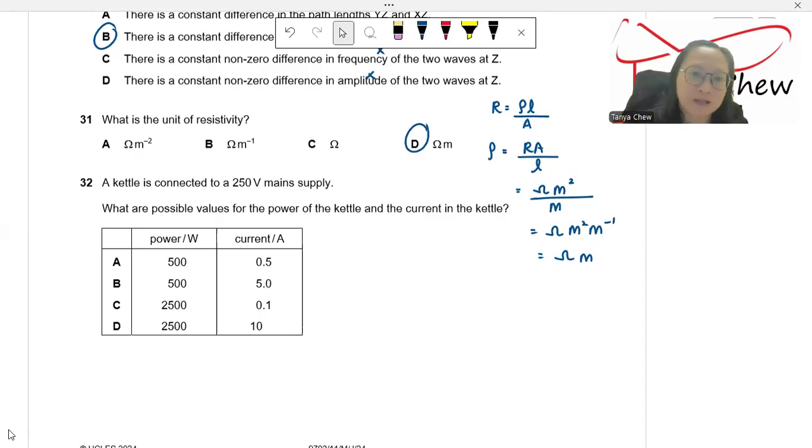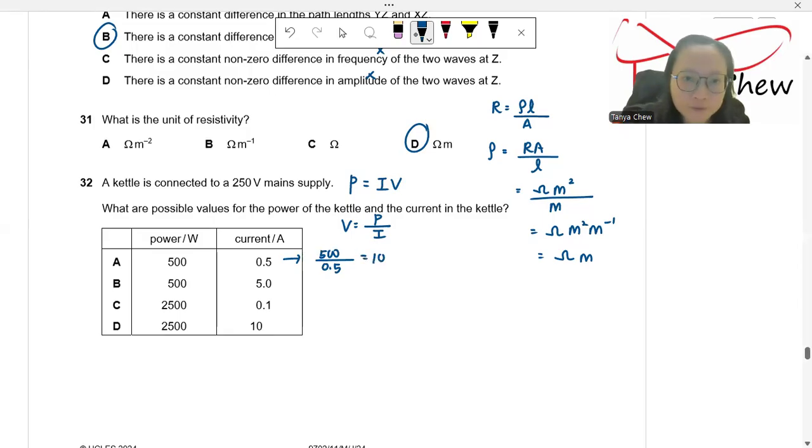32, a kettle is connected to 250 volt main supply. What are the possible values for the power of the kettle and the current in the kettle? Now, since we need to get 250 volt, you have to recall the equation of power. Power is equal to IV. V is equal to power over I. I need to get 250. So for the first one, 500 divided by 0.5, power divided by current, I got 1000 volt.